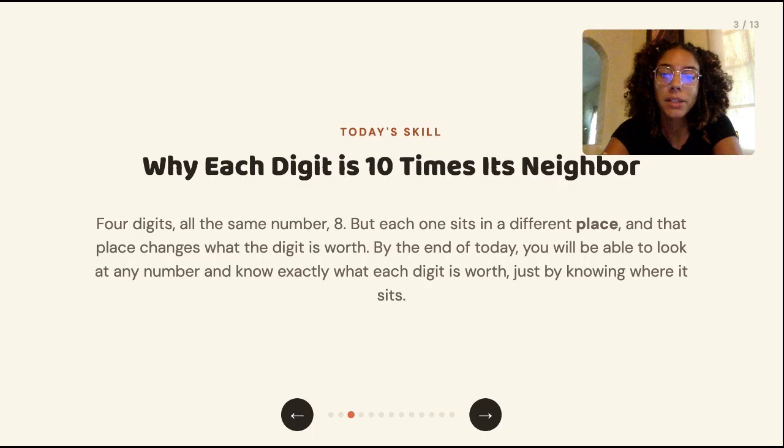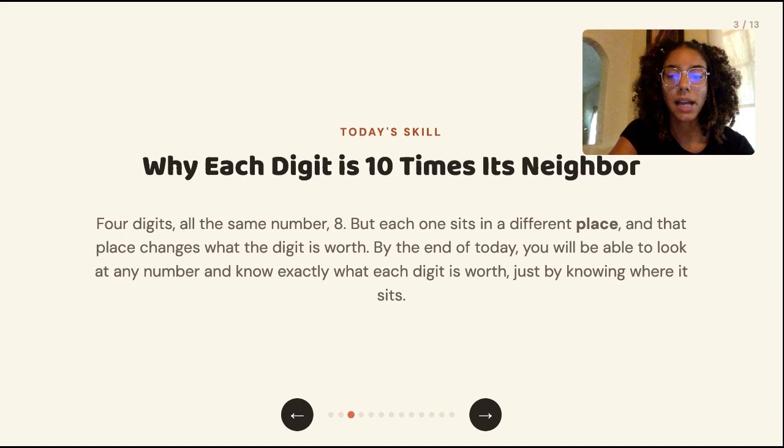Today we are going to be learning why each digit is 10 times its neighbor. We have 4 digits, all the same number, 8, but each one sits in a different place. And that place changes what the digit is actually worth. So by the end of the video, you'll be able to look at any number and know exactly what each digit is worth by knowing where it sits.